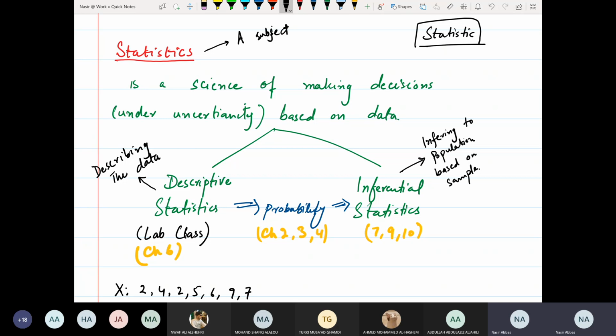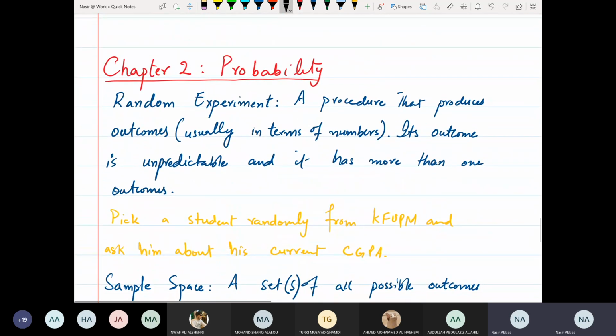Yesterday, we defined the subject statistics as a science of making decisions under uncertainty, under unpredictability, based on numbers, based on data. We divided the subject into two parts. We said the first part is to describe the data, and the second part is to make decisions based on the description. And in between, there is a bridging concept of descriptive to inferential. That concept that bridges descriptive statistics to inferential statistics is a key concept of statistics, which is probability.